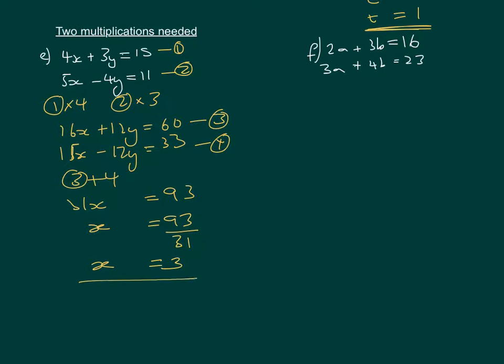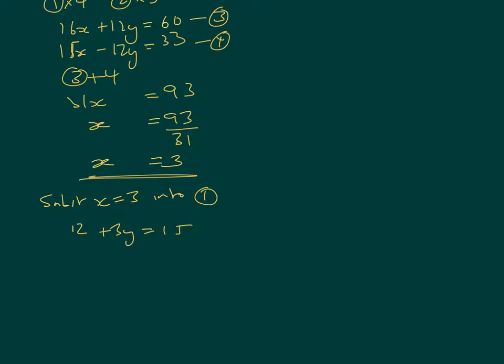And then to finish it off, get the y coordinate. We're going to substitute x equals 3 into one of the equations. I'm going to do it into the first one so we avoid any minuses. So 4 times 3 is 12, plus 3y equals 15. Subtract 12 from both sides, so 3y equals 15 minus 12, which is 3. y equals 3 over 3, which is 1.